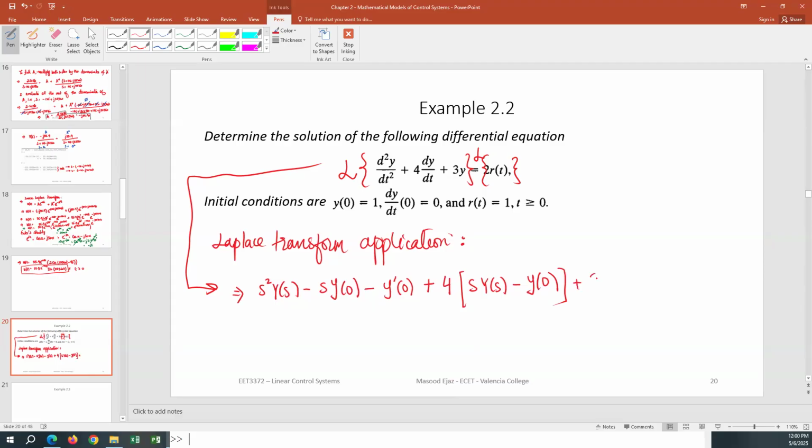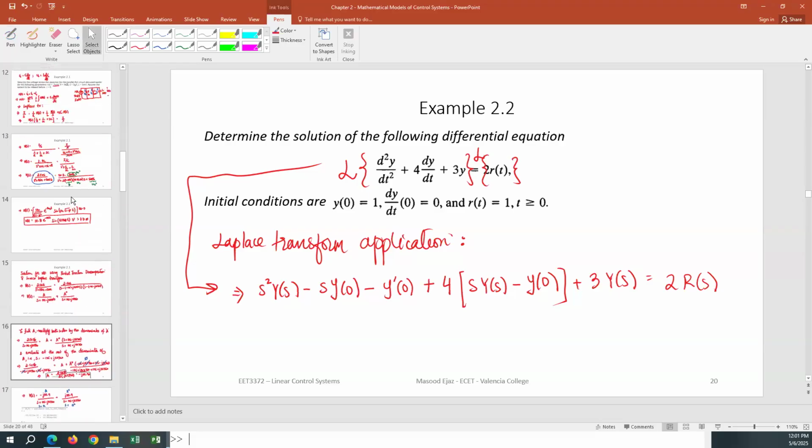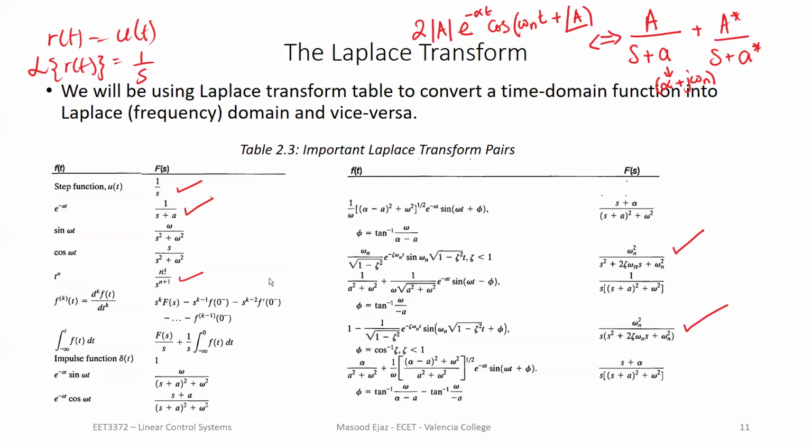and plus 3 Y(s) is equal to 2 times R(s), so 2 R(s). So this is what I wrote down using my table. Again, let's go back to the table just to see. This is my table, and I'm using this function right here. The Laplace transform of the second order derivative is s squared F(s) minus s to the power 1 f of 0 negative, minus s to the power 0 times the first derivative evaluated at 0.